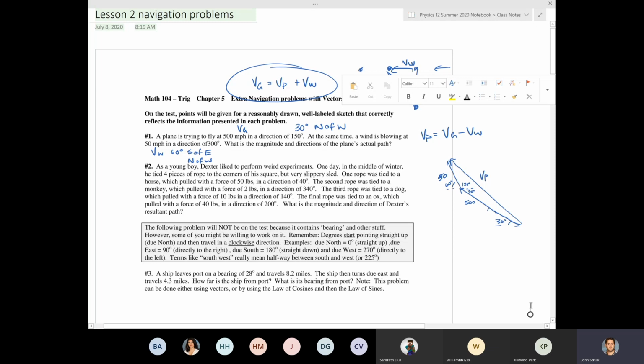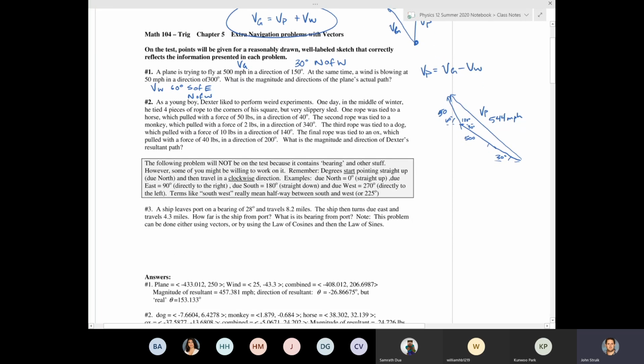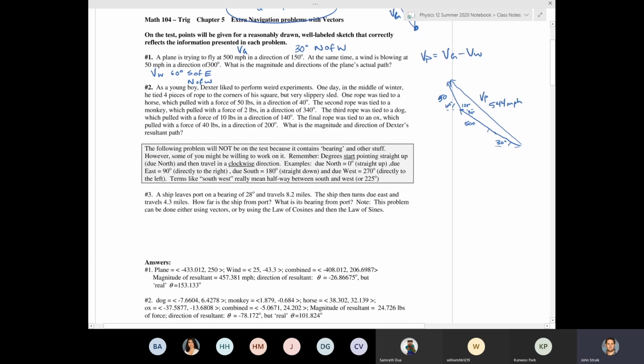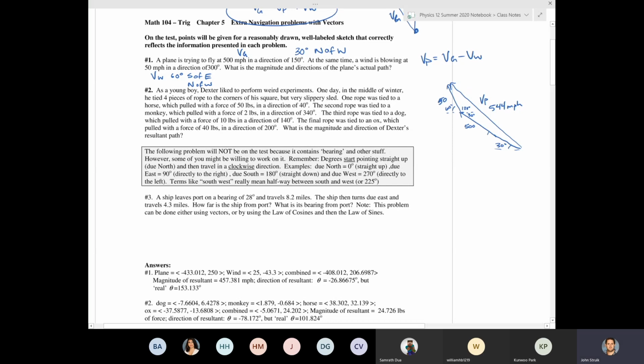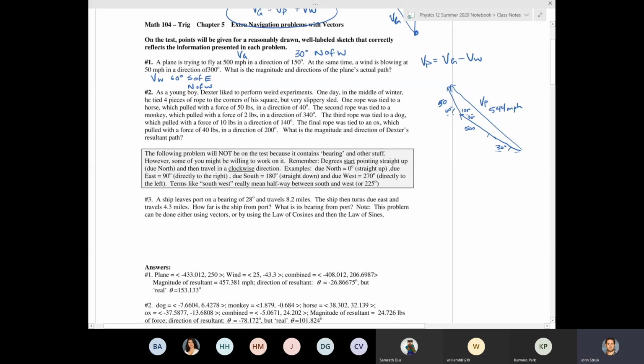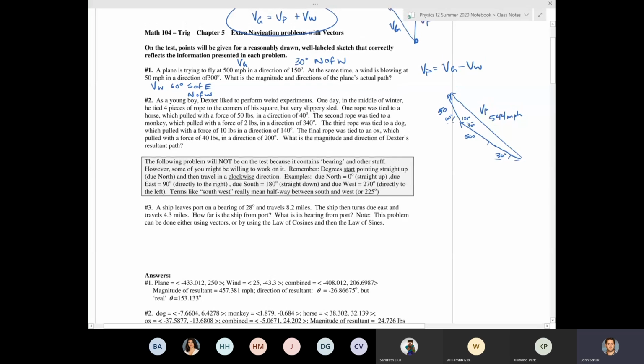So then you just do cosine law, 500 squared plus 50 squared minus 2 times 50 times 500 times cos 150. Square root that, you get 544. 544 miles per hour. Let's make sure that's right. Oh my, okay. Magnitude of resultant. Why am I getting a different answer?